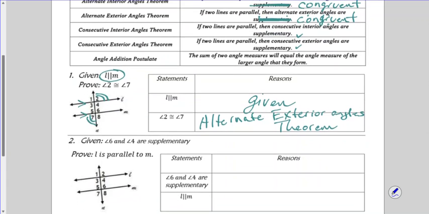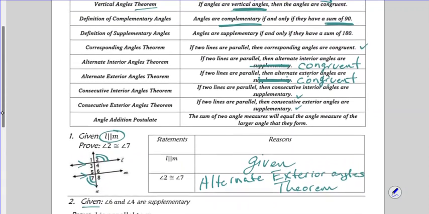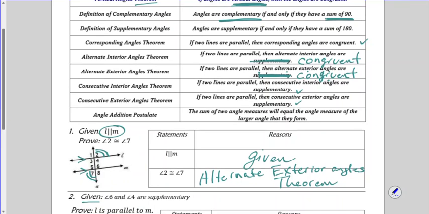All right, looking at number 2, angle 6 and angle 4 are supplementary. L is parallel to M. That's what I want to prove. So my given statement is that 6 and 4 are supplementary, and I want to show that these two lines are parallel. You've got to look carefully at these statements. This one's a little bit tricky because it's actually not one of the hypotheses of these statements. It's actually the conclusion of one of these.